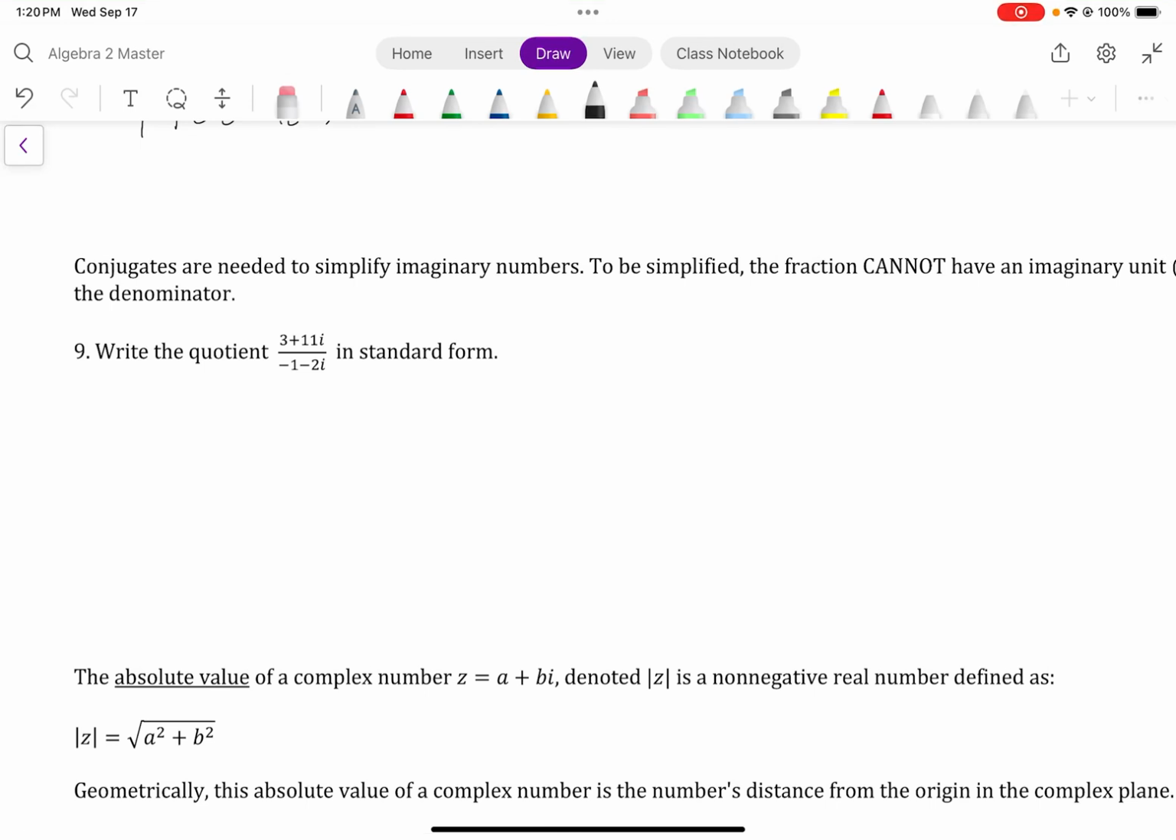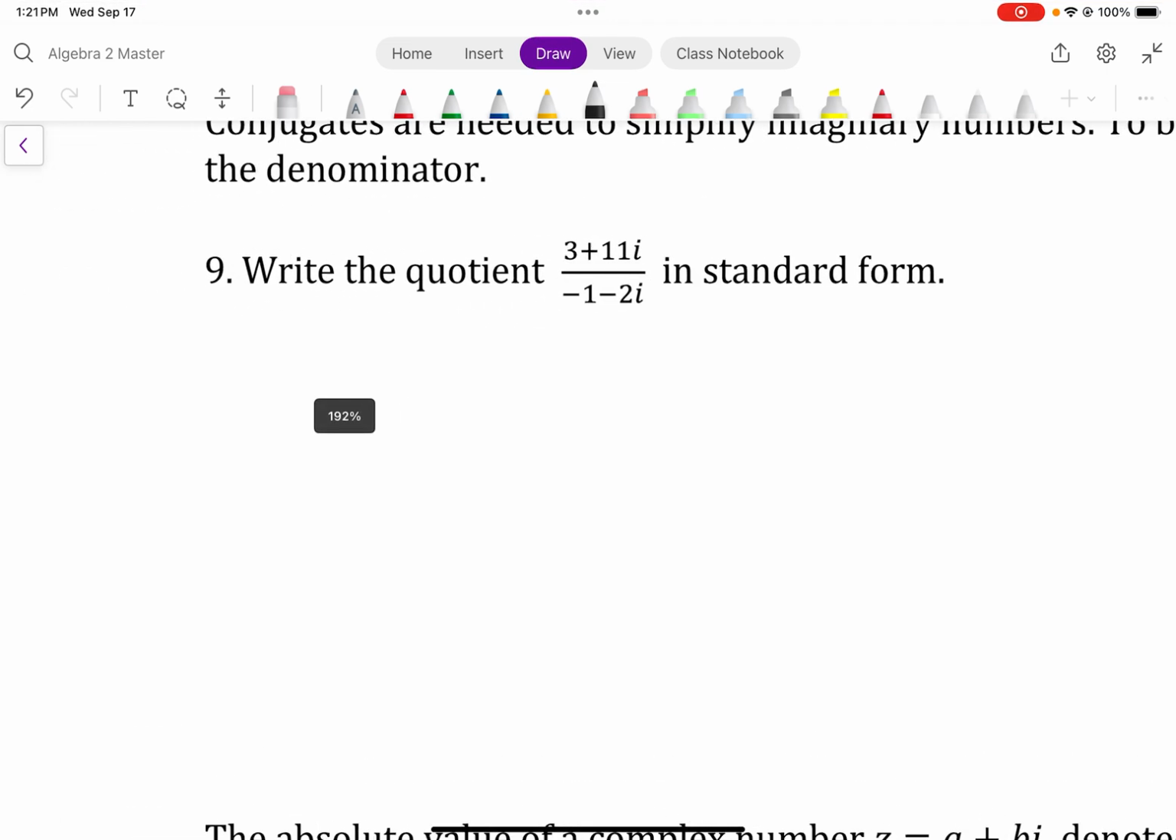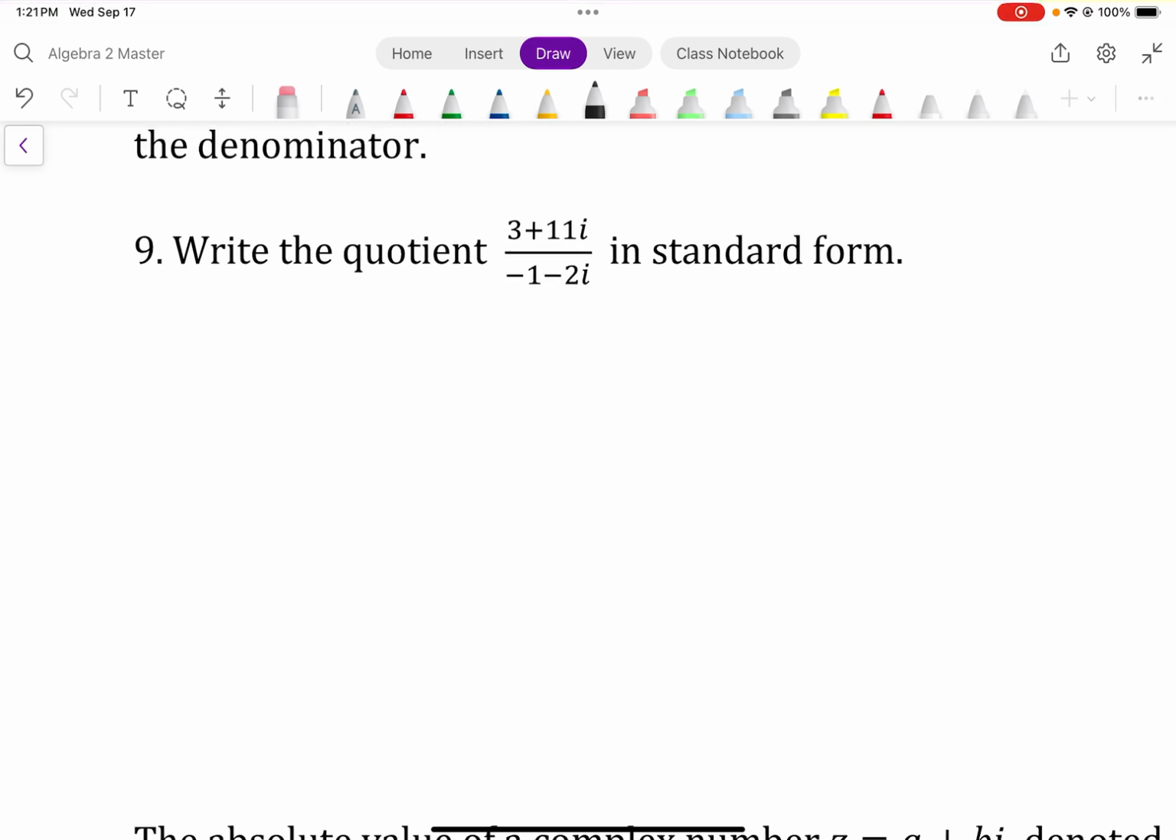In this video, we are going to simplify a complex fraction. So it says conjugates are needed to simplify the imaginary numbers. And to be simplified, a fraction cannot have an imaginary unit, the letter i, in the denominator, the bottom of the fraction. So in this problem right here, it says write the quotient in standard form.